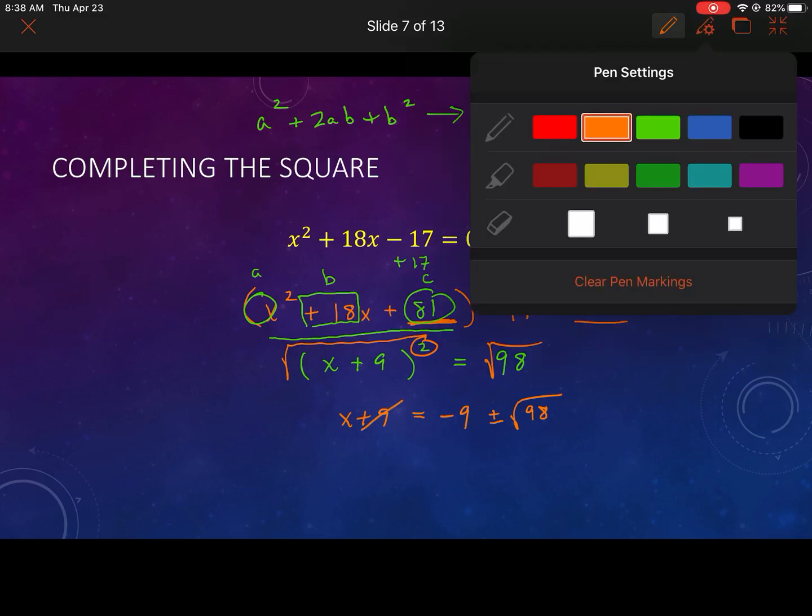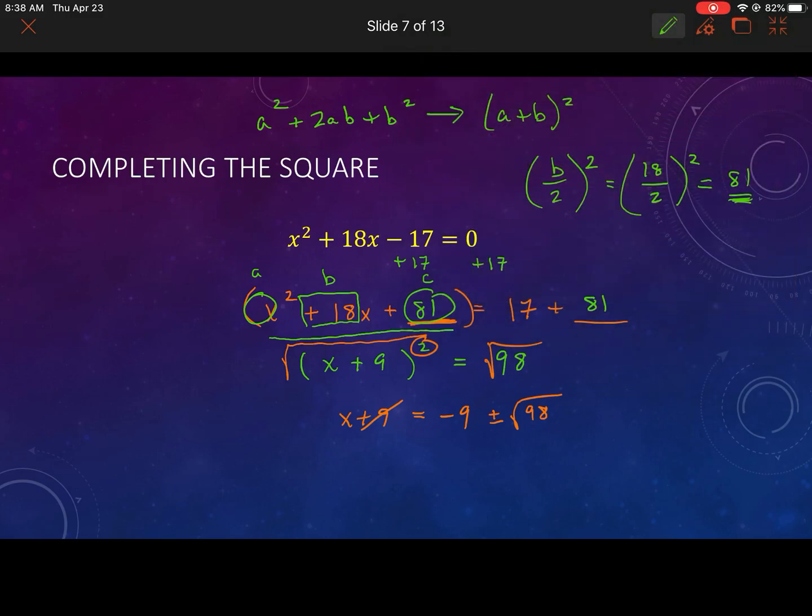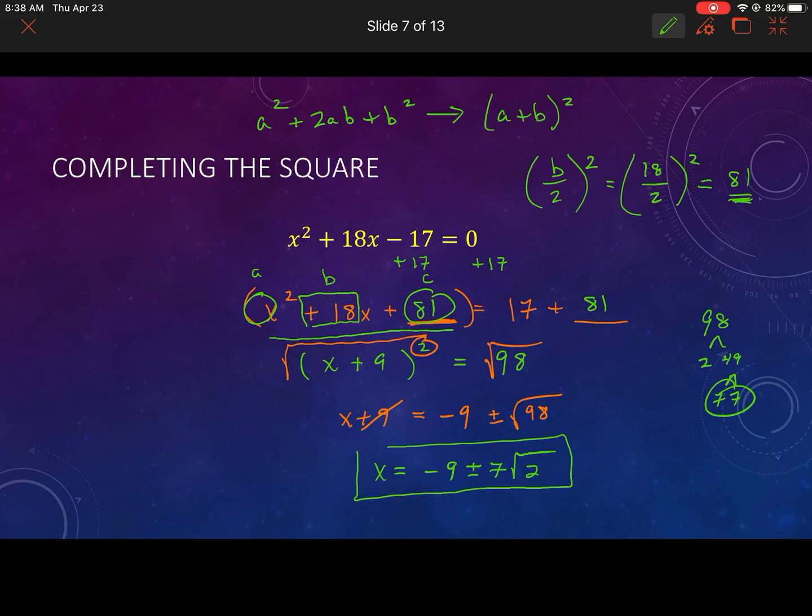The only thing left to do is to simplify the square root of 98. 98 is 2 times 49, and 49 is 7 times 7, so I have a pair of 7. This simplifies to negative 9 plus or minus 7 with a 2 left over inside the square root. This ends up being my two solutions. How do we know it's two solutions? We get the plus and minus, so we've got to make sure we use that symbol.